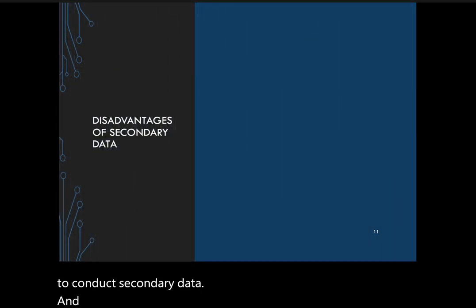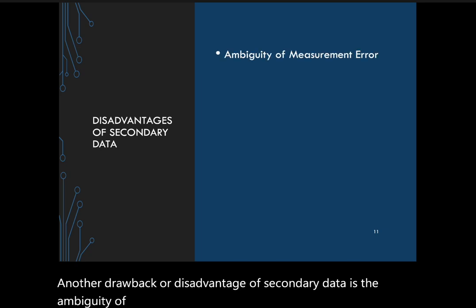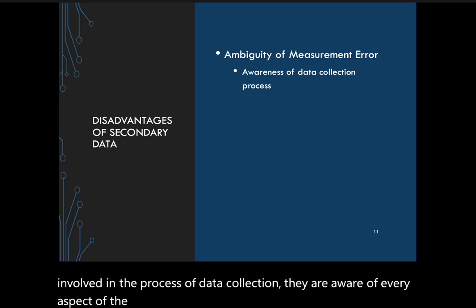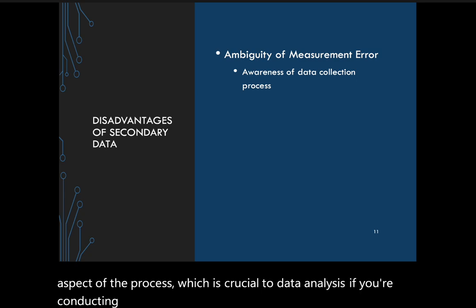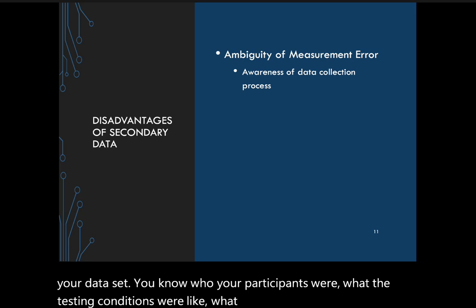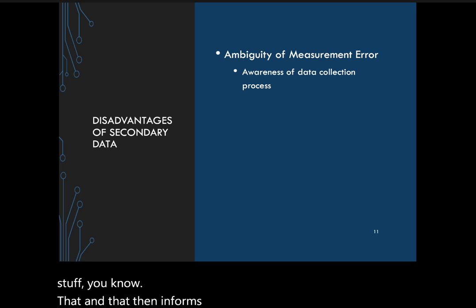Another drawback or disadvantage of secondary data is the ambiguity of measurement error. When a researcher is highly involved in the process of data collection, they are aware of every aspect of the process, which is crucial to data analysis. If you're conducting primary data collection, you know the ins and outs of your data set. You know who your participants were, what the testing conditions were like, what errors occurred, all that sort of stuff. You know that, and that then informs your analysis process.